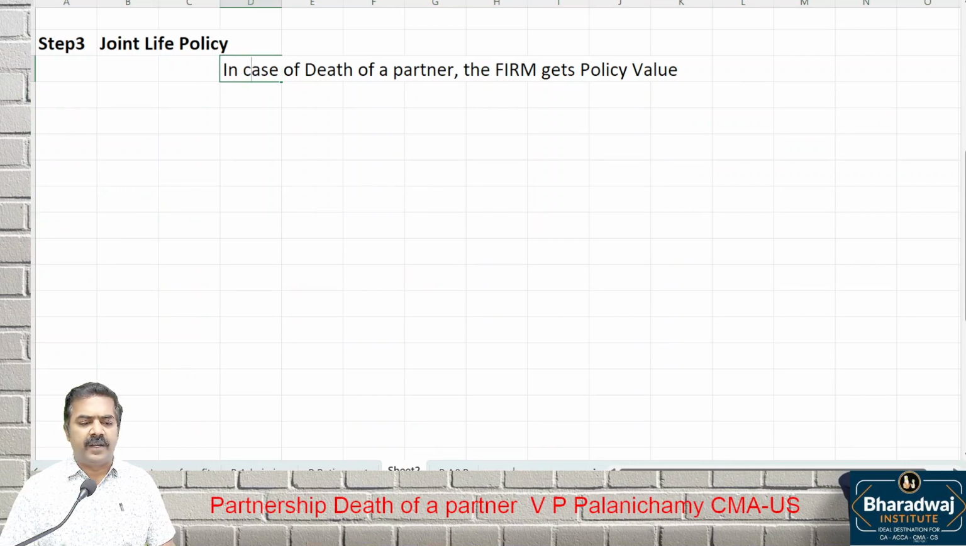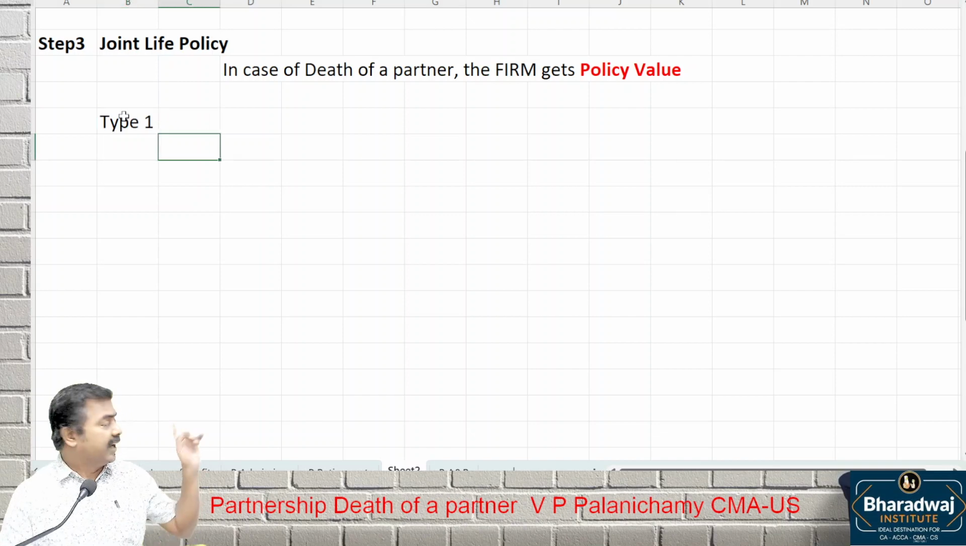Now, what do you mean by policy value? Insurance policy value. Pay attention. Let's assume, don't copy this. I'll give you time to copy this. I will give the title later. Look at the example. A, B, C are sharing profits and losses in 5:3:2 ratio.